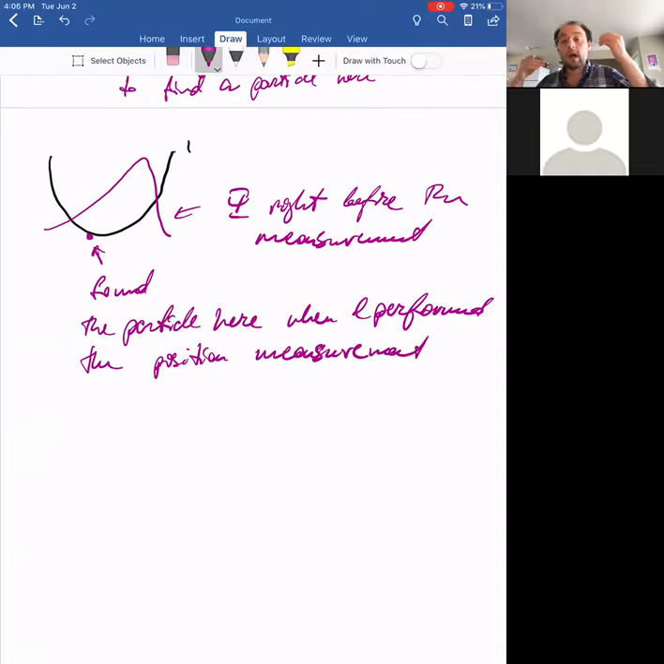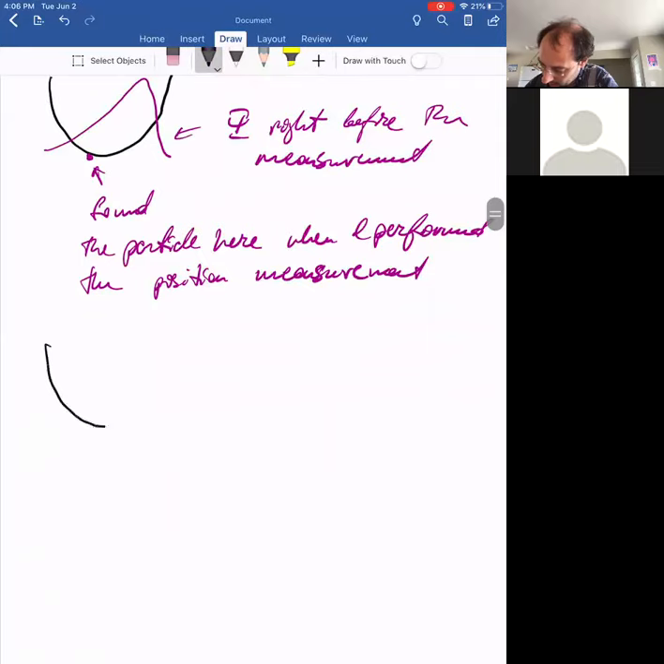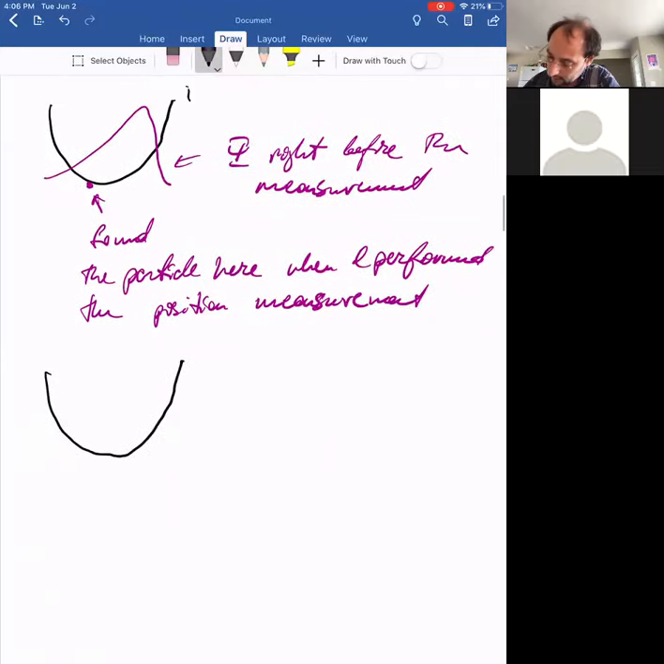And the question is, what is the wave function right after that? Pause the video and think about it. Okay, so I keep drawing the parabola to remind you that we're dealing with a harmonic oscillator. In the background, it's a harmonic oscillator interaction. It's a linear restoring force, mass on a spring, or something else that acts like a harmonic oscillator. Situation right after the measurement.